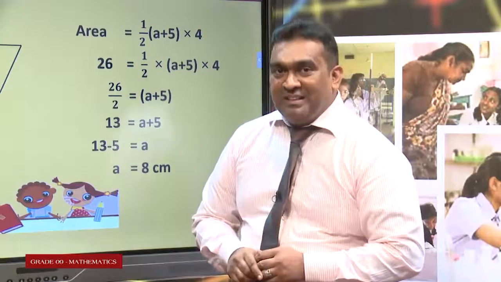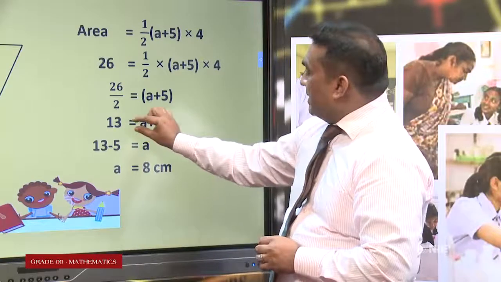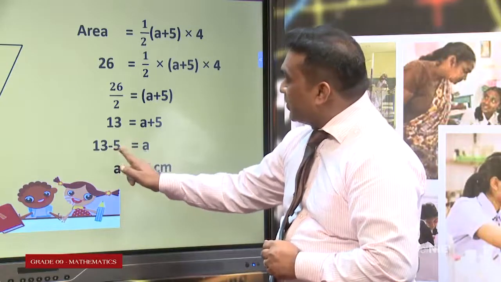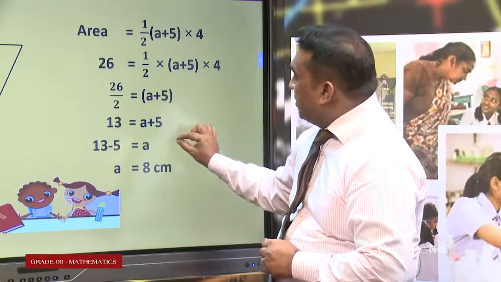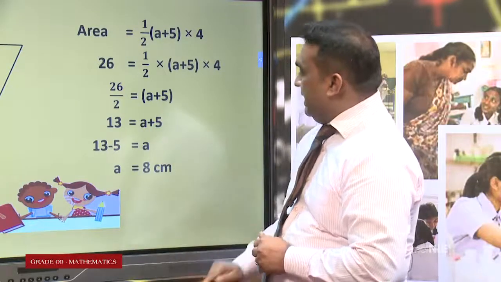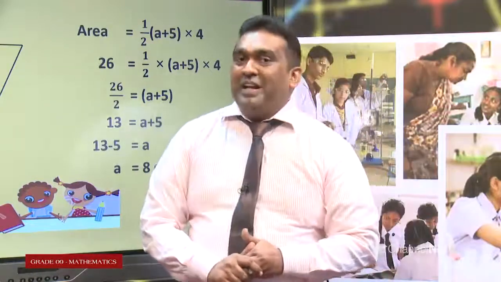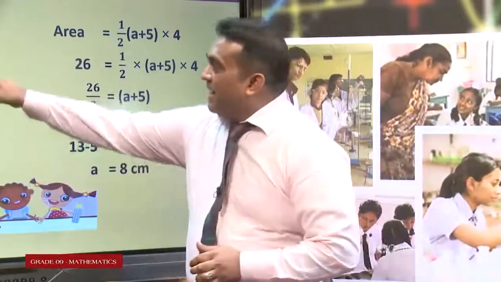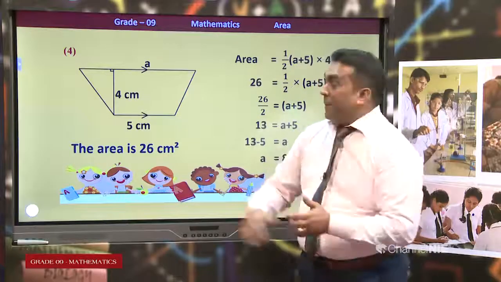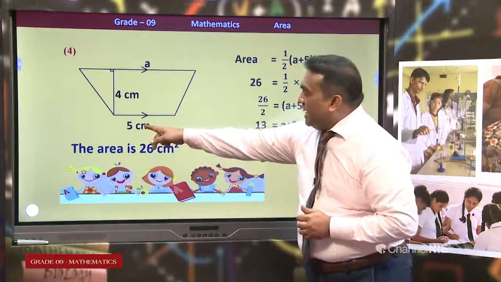Understood it? Right. Then 13 equals a plus 5. Subtracting 5 from both sides, 13 minus 5. Here a plus 5 minus 5 will be cancelled. As a result of that, you have simple a here. A equals 8 centimeter. If you want to find out the length of one line, of a pair of parallel lines, no, the other line is given as 5.